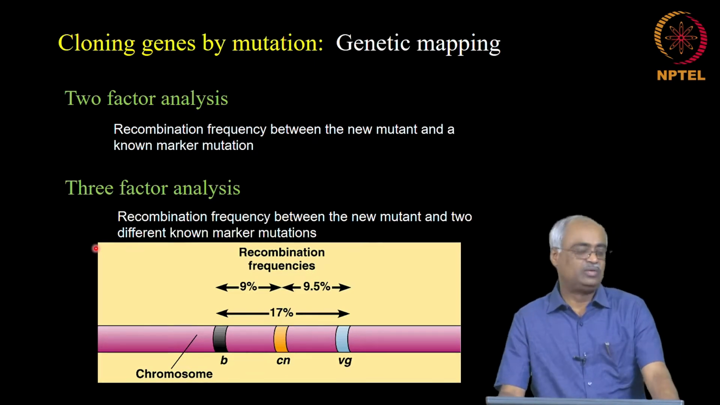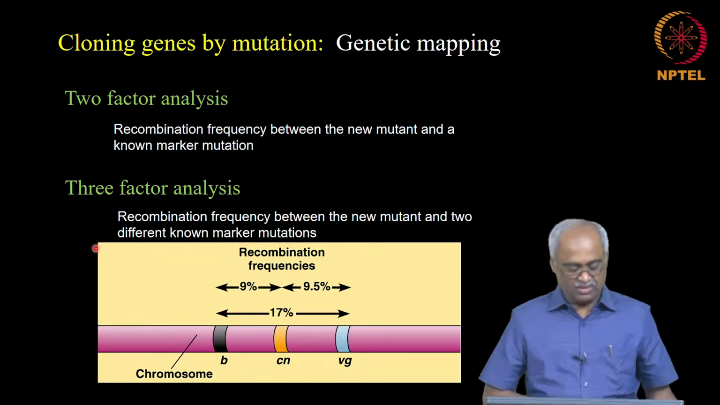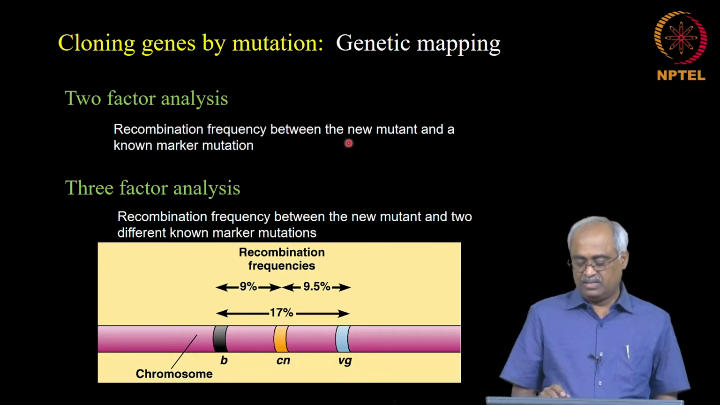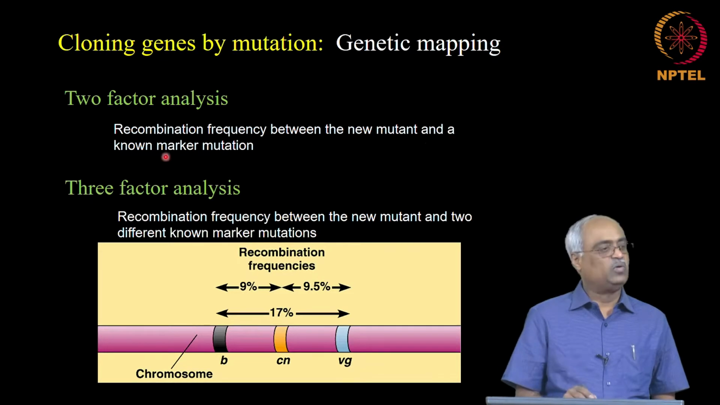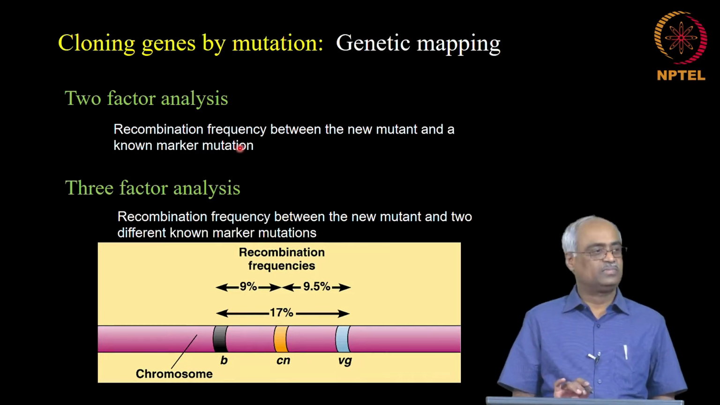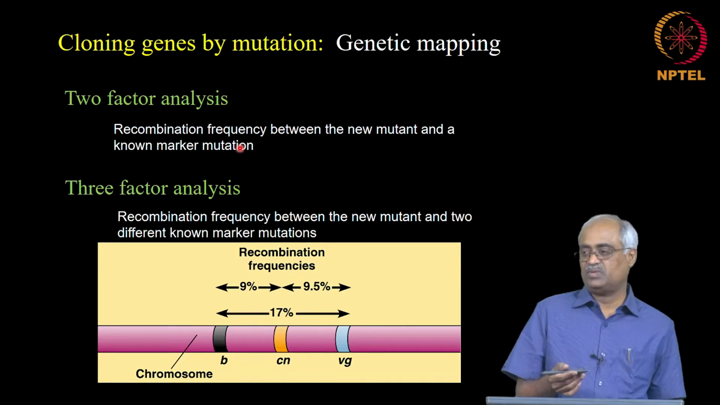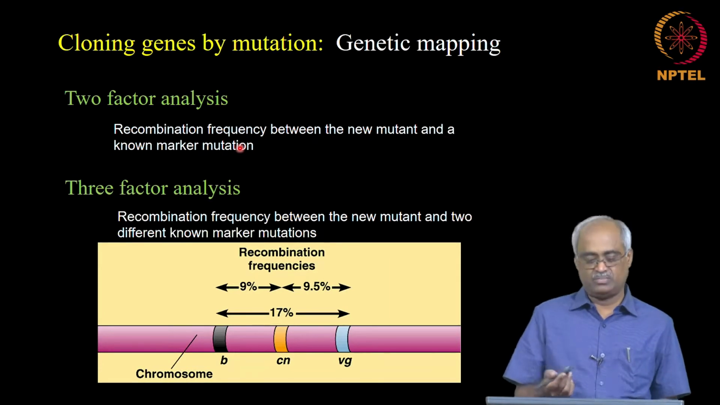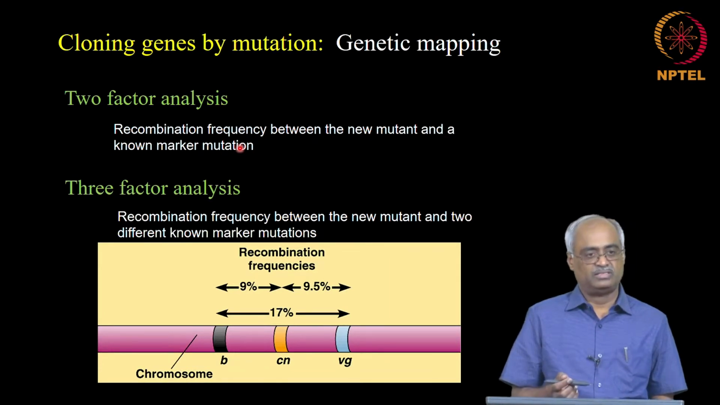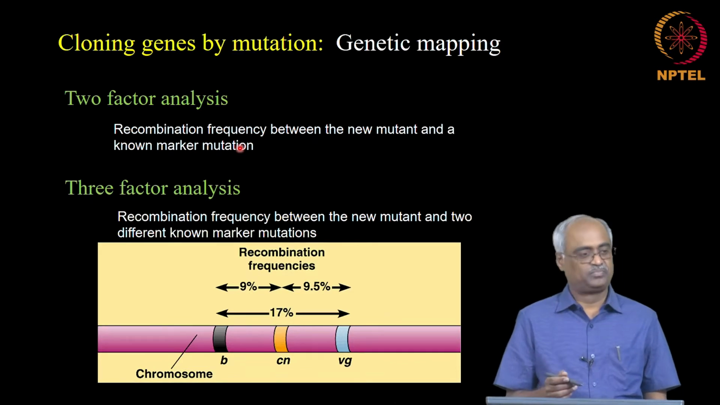So, this is called two-factor analysis. Okay. So, recombination frequency between the new mutant and a known marker mutation. Is this clear? It is the same logic as what we have already discussed when we learnt about Morgan's experiment with the black and vestigial.